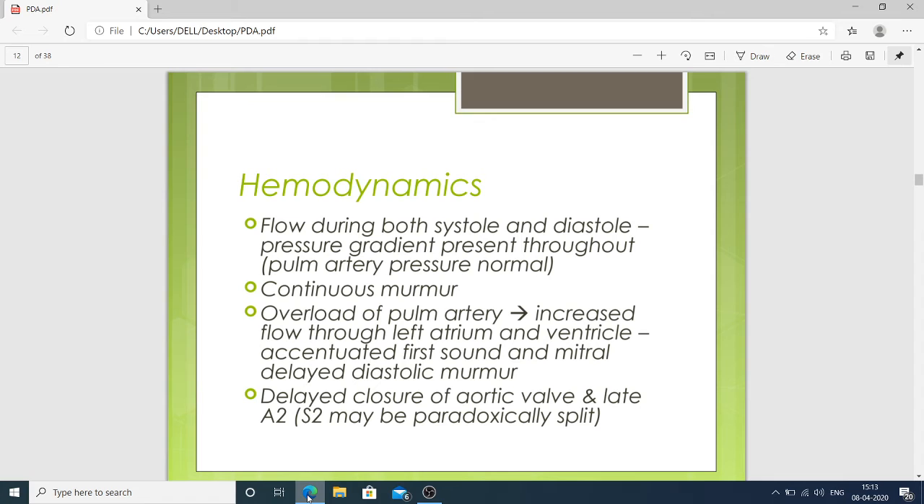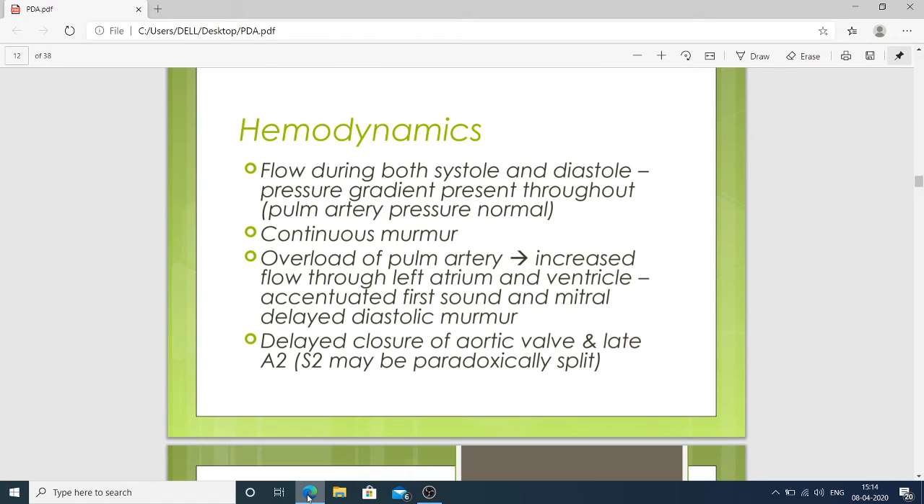Flow during both systole and diastole. Pressure, I'm sorry, gradient present throughout. Pulmonary artery pressure normal here. Then continuous murmur, abnormal sound, overload of pulmonary artery because the aorta is shunting the blood into the pulmonary artery, and pulmonary artery has more pressure as compared to the other part of the heart. Increased flow through left atrium and ventricle, accelerated first sound, noticeable first sound, and mitral delayed diastolic murmur, delayed closure of aortic valve and late A2.